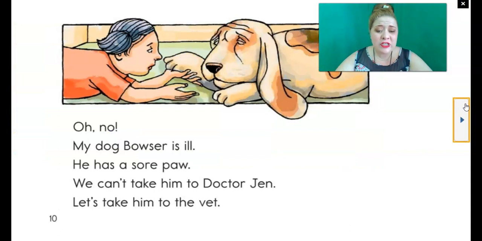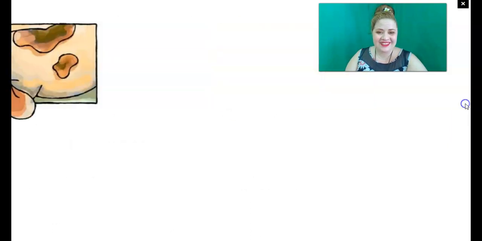Oh no, my dog Bowser is ill. He has a sore paw. We can't take him to Dr. Jen. We have to take him to a vet. A vet, or a veterinarian, is an animal doctor.